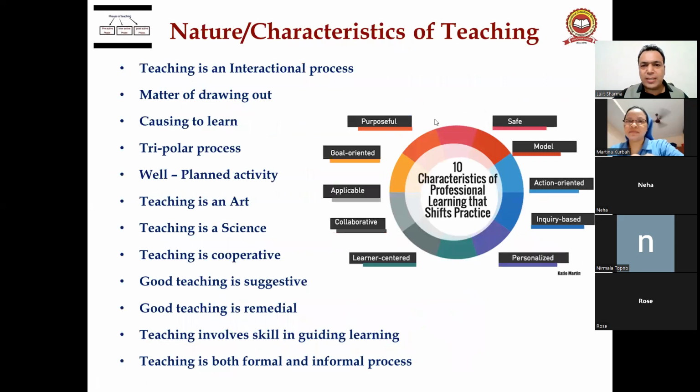Now a little bit we talk about the nature and characteristics of teaching. It is an interactional process. You have come to know the interactions of a teacher, the learner, and the learning material. What the teacher does brings the learning material and the student together. Then the student will learn by themselves. It is a matter of drawing out. The meaning of teaching is drawing out, not pouring, right?